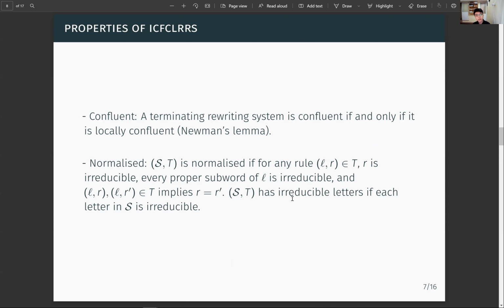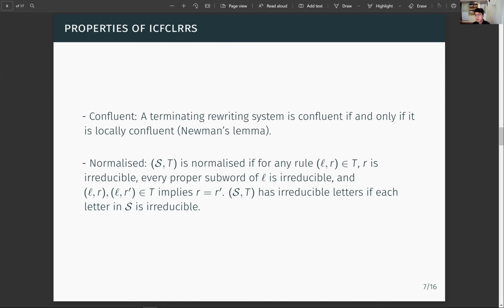A writing system ST is normalized if for any rule L to R, the right-hand side R is irreducible. Every proper subword of the left-hand side is also irreducible. And if a left-hand side is present two or more times in the writing rule set and is reduced to R and R prime, then it implies the two right-hand sides are the same. And ST has irreducible letters if each letter in S is irreducible.